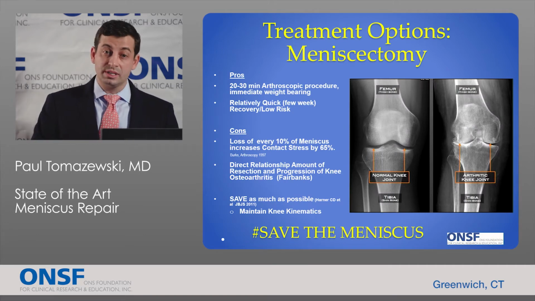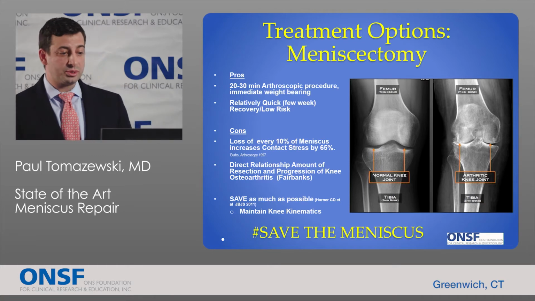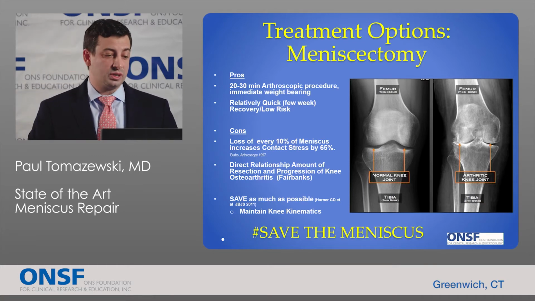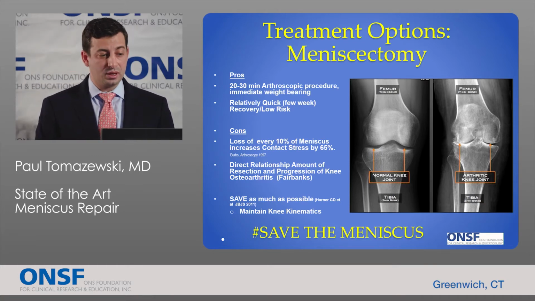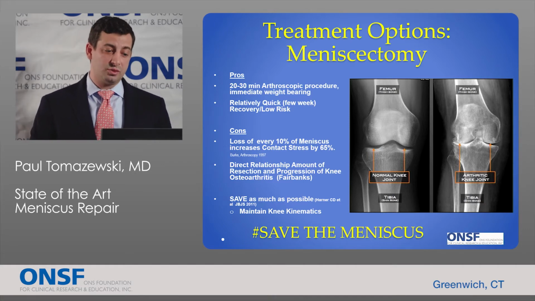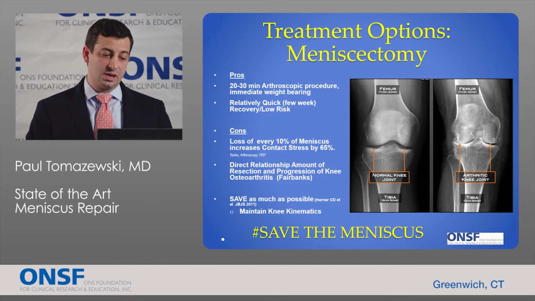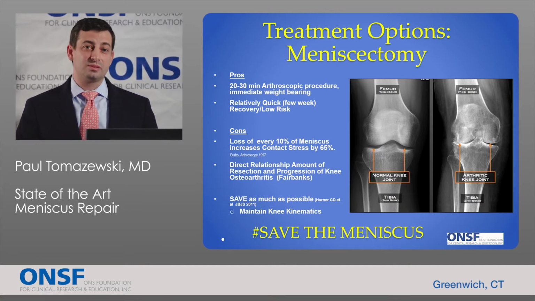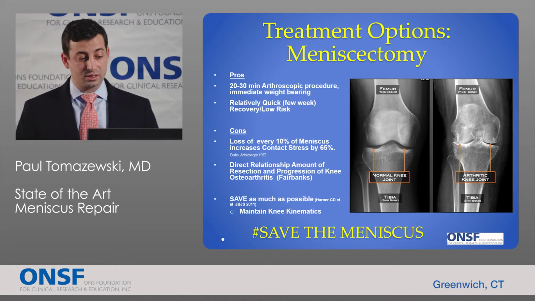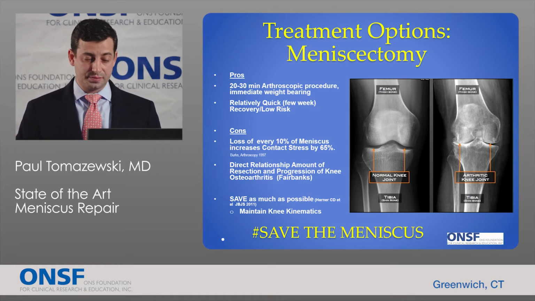Let's talk quickly about meniscectomy and then get into repair. For a meniscectomy, the pros are it's a 20 to 30 minute procedure, you have immediate weight bearing, and it's a relatively quick recovery with low risk. The cons are that for every 10% loss of your meniscus, you have increased contact stress by 65%. And there's a direct relationship between the amount of resection and the progression of knee osteoarthritis. So we want to save as much of the meniscus as possible to maintain normal knee kinematics.